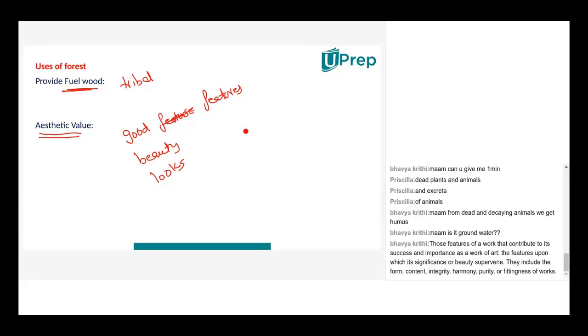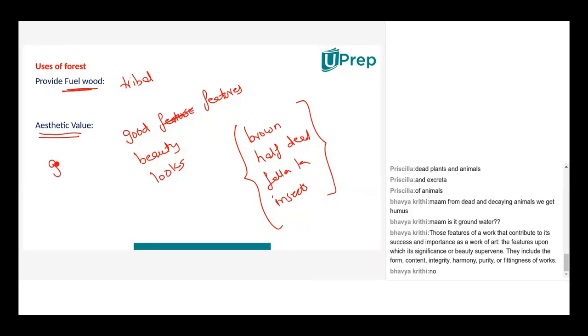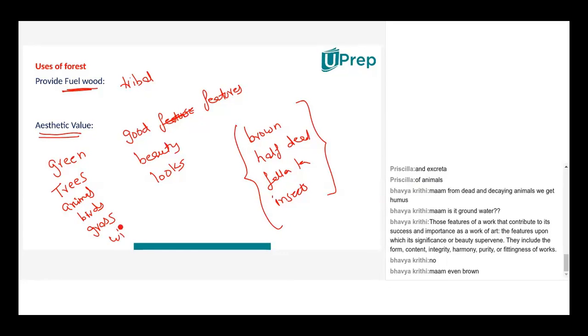Just imagine a forest if it was brown in color, if it had all trees which were half dead, all the leaves fallen, and it was filled with insect-infested leaves. Would that forest look nice? Never. In fact, when we say forest, the first thing that comes to our mind is green color. The second thing is that the forest is lush, filled with trees. It has a lot of animals, a lot of birds, green grass, a lot of wild flowers. So this is the aesthetic value.